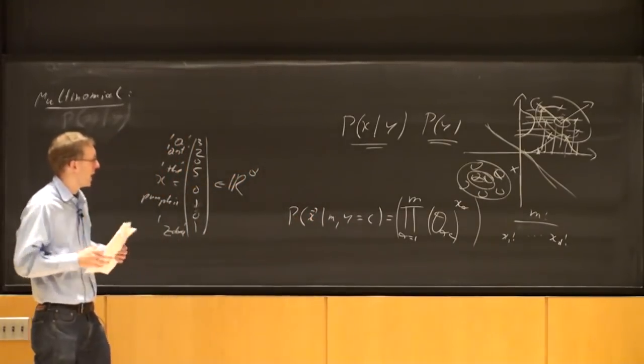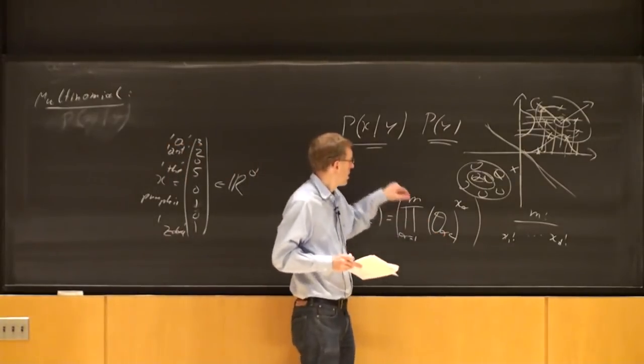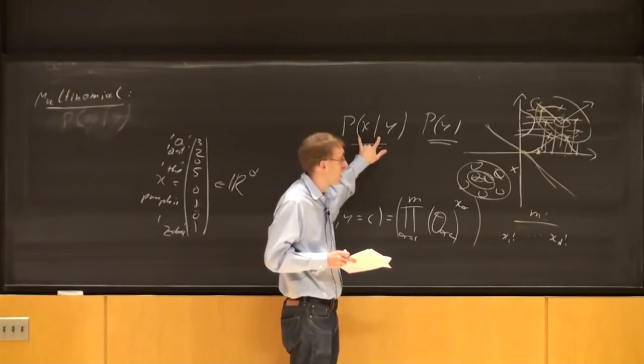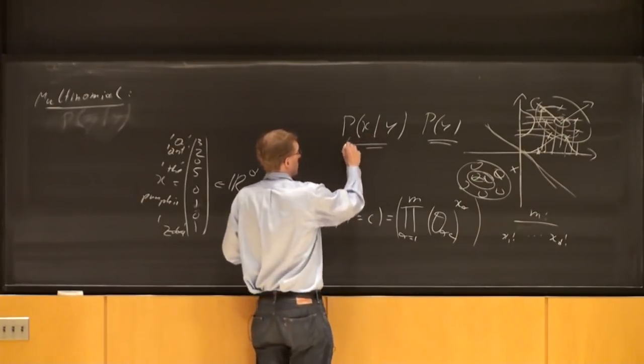Let me explain it one more time. I basically assume that my data is drawn from a distribution, p of x given y, that has a parameter vector theta.